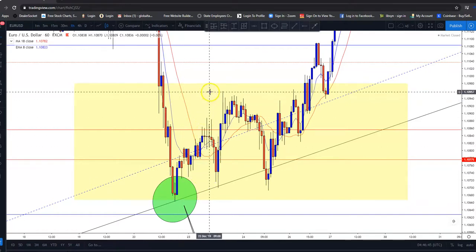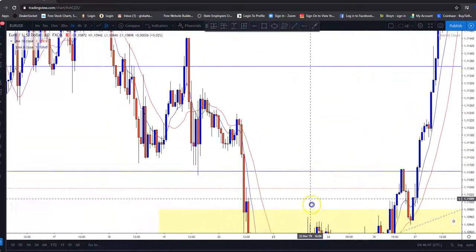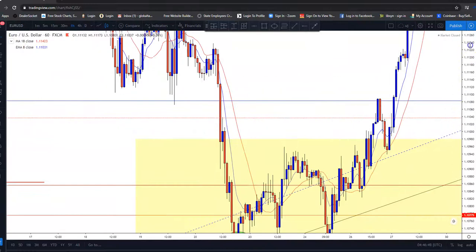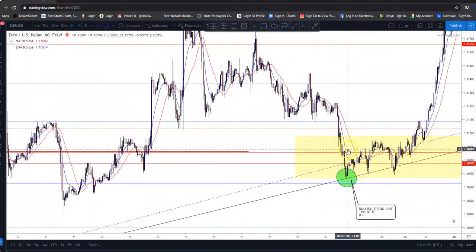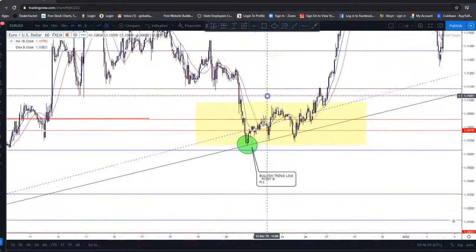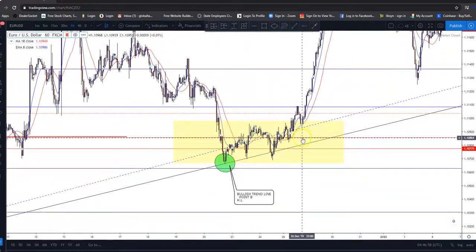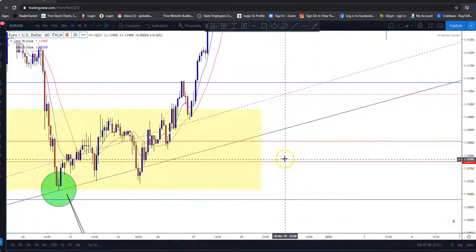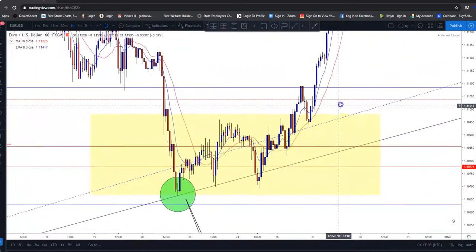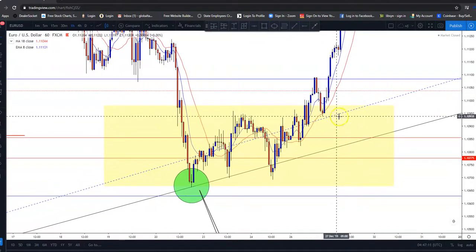What I'm looking for is my entry point, because as you can tell, remember it broke structure. Now we're looking for the retest, which is right along the 50%, which I believe is this one, and then my daily support and resistance is this one. So I'm looking for an entry down here, but a good entry. I can kind of see one right off the bat as well.